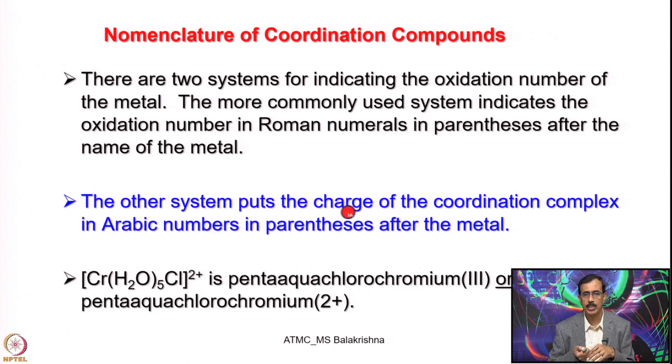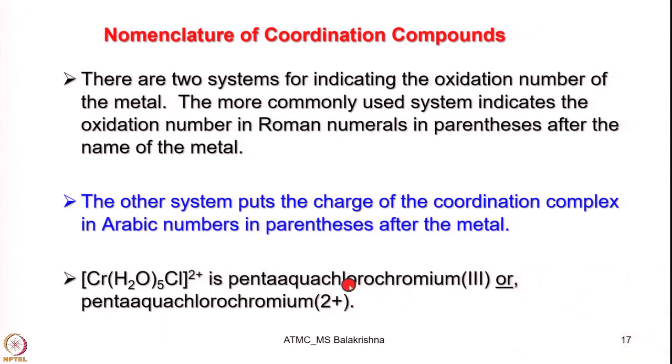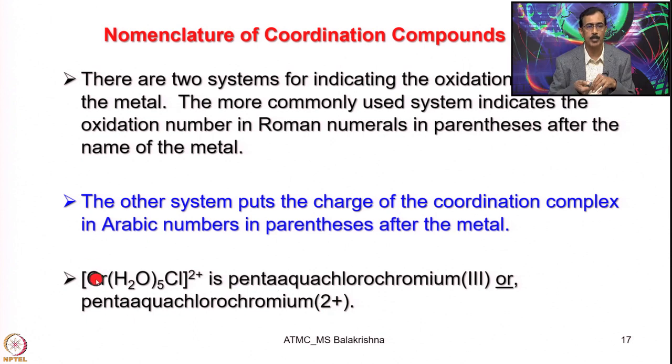The other system puts the charge of the coordination complex in Arabic numbers in parentheses after the metal, something like this. It appears to me this is more appropriate rather than writing like this, and this should be used only when we are using a symbol. And even when you are expanding any element like chromium, then it should again come in Roman numerals in the bracket. And here writing the full name of an element and putting 2 plus as a superscript also does not look good. This is the correct practice.